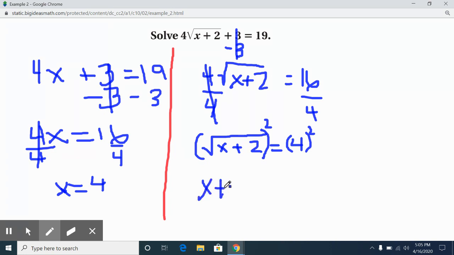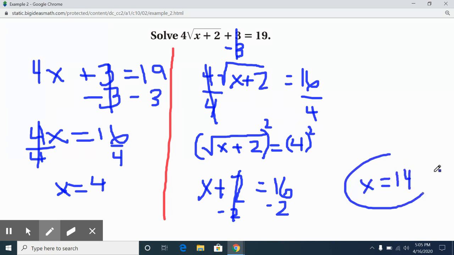Remember, that's the whole point of squaring, to get rid of the square root symbol. Equals, now I'm going back to getting 16. So I have 16, and now I just solve for x completely. So I subtract 2. So in the end, my answer for this problem is x equals 14.